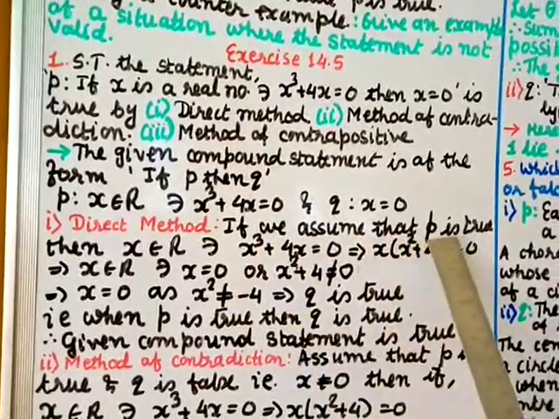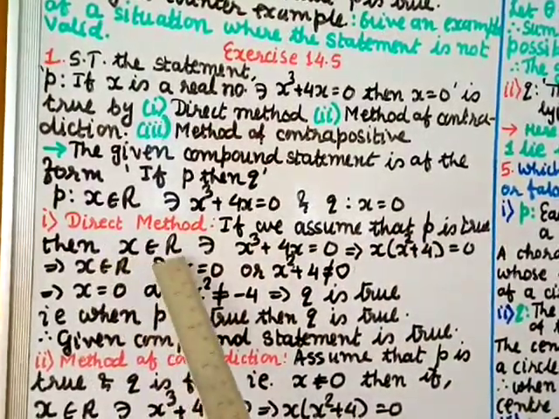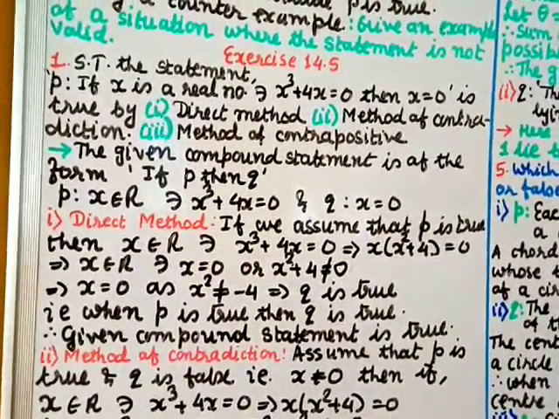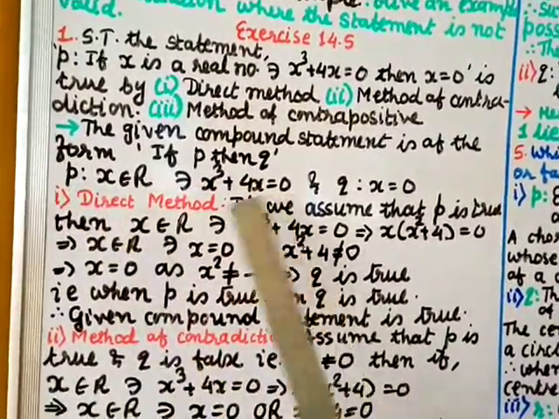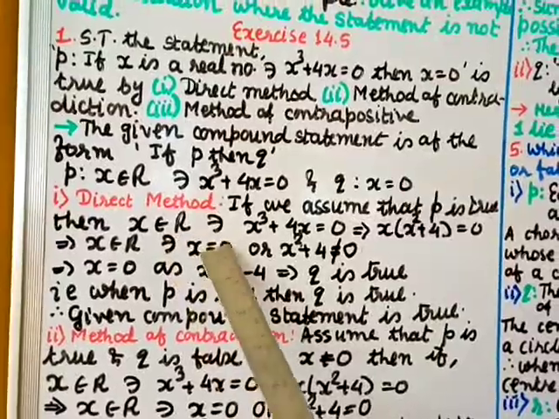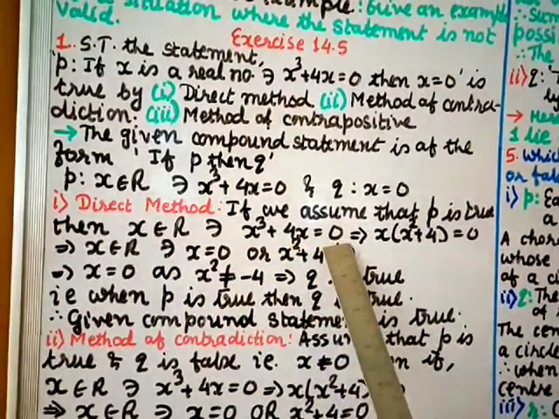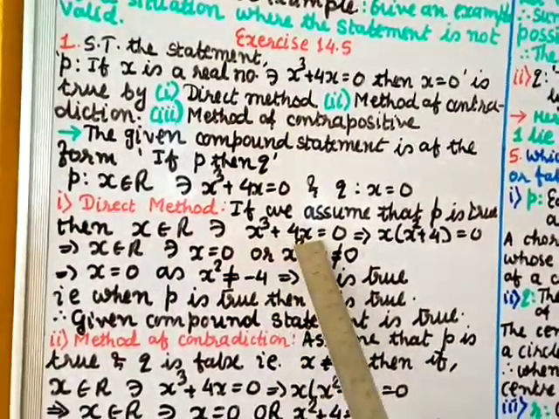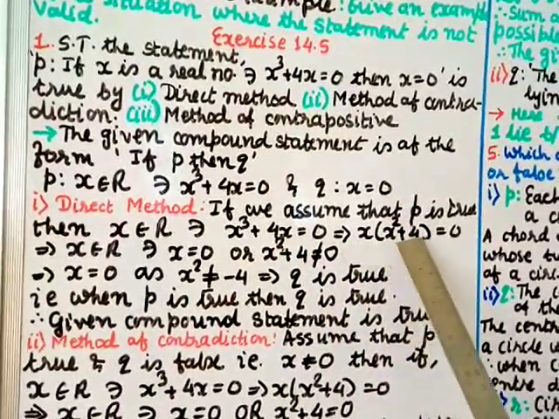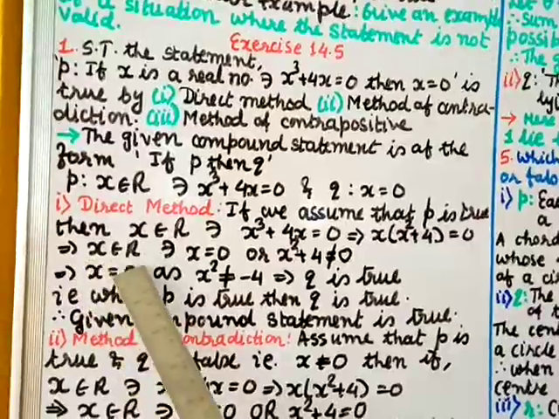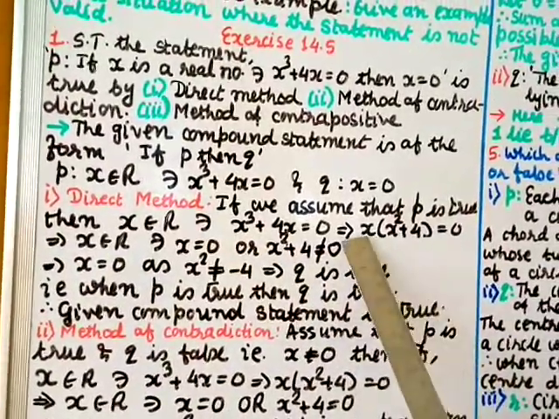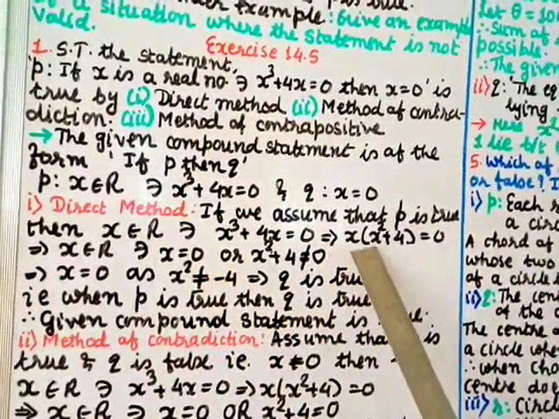If we assume that P is true, then x belongs to R. That means this statement is true, so x belongs to R such that x cube plus 4x equal to 0. From here you can take x common. So you get x into x square plus 4 equal to 0. Now x is a real number, so from here we can say x is equal to 0 or x square plus 4 equal to 0.